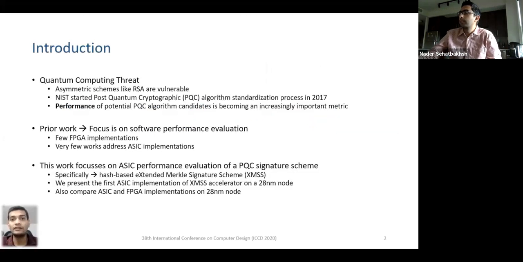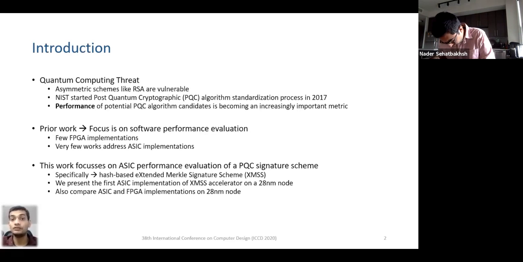Quantum computers can render existing asymmetric cryptographic schemes like RSA vulnerable to quantum computing attacks. To counter this threat, NIST has already started standardizing post-quantum crypto, or PQC, algorithms that are resistant to quantum computing attacks. As the standardization process moves forward, the performance of PQC algorithms is becoming an increasingly important metric. Prior work on performance evaluation of PQC algorithms focuses on either software or FPGA implementations. Very few works evaluate ASIC implementations.